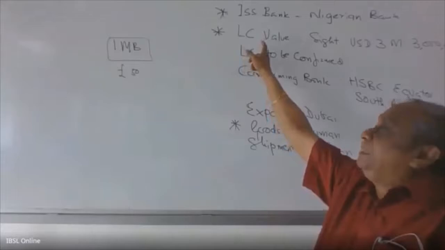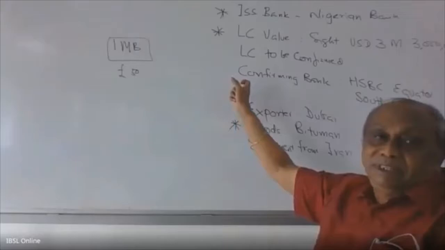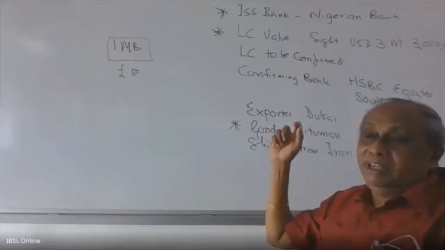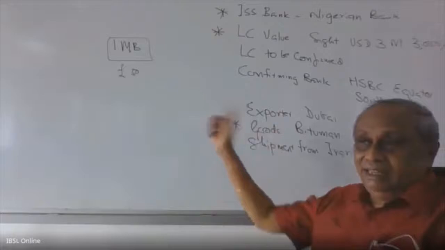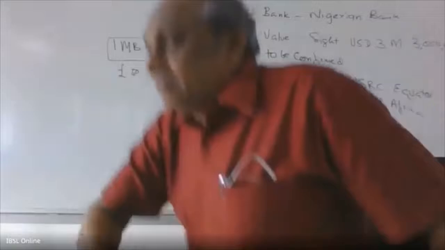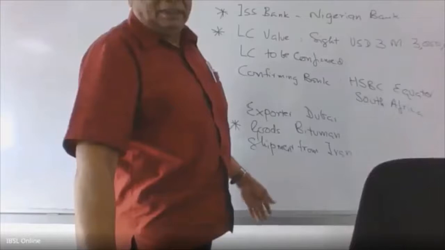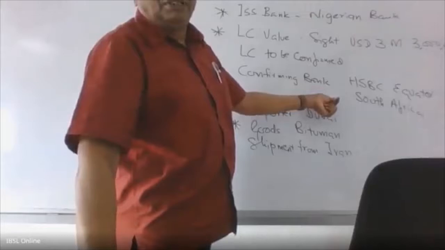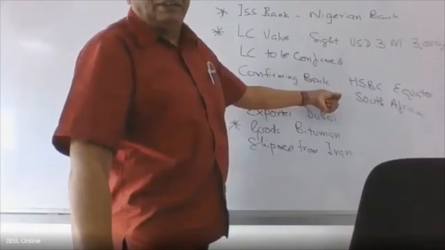The LC was confirmed by HSBC Equator. They are very famous for confirming all the South African continental LCs, right? Because Africa is a dark continent, most of the banks are not known to other parts of the world. So they add confirmation and charge every fee.